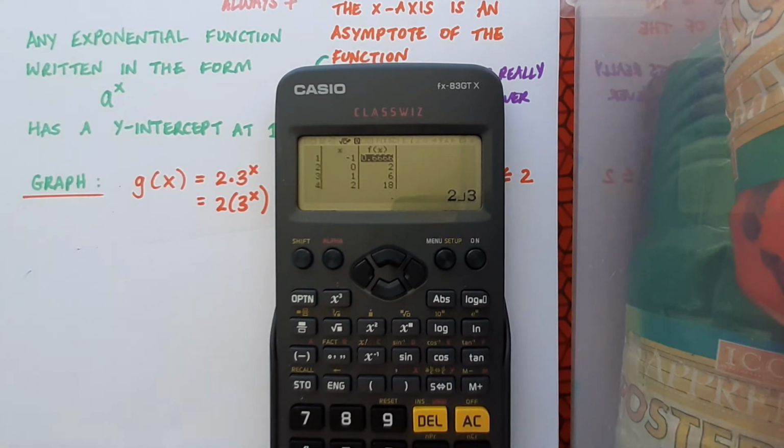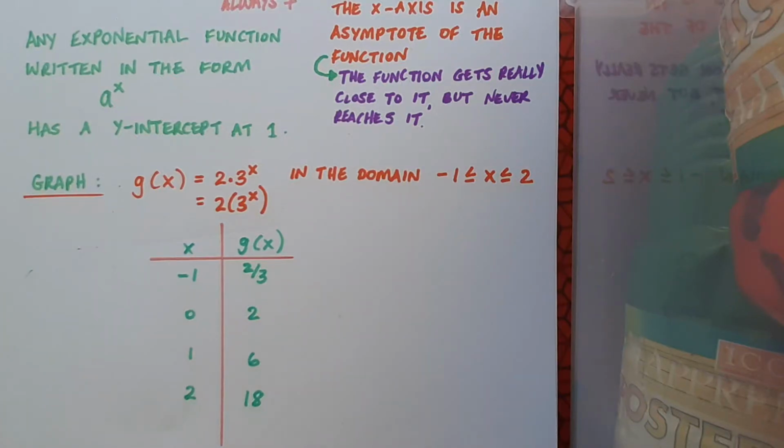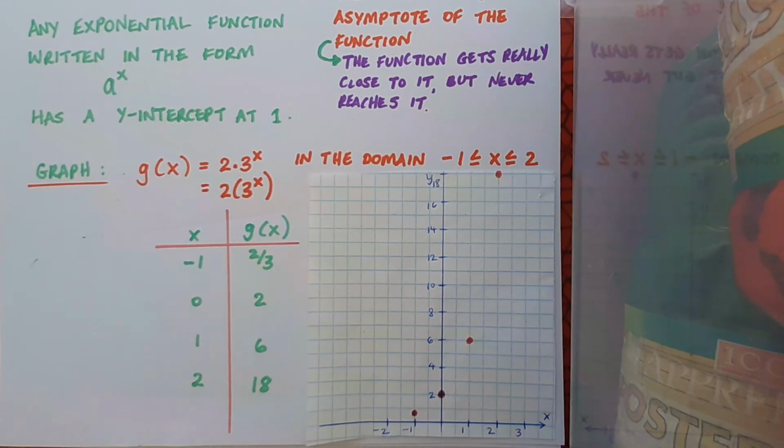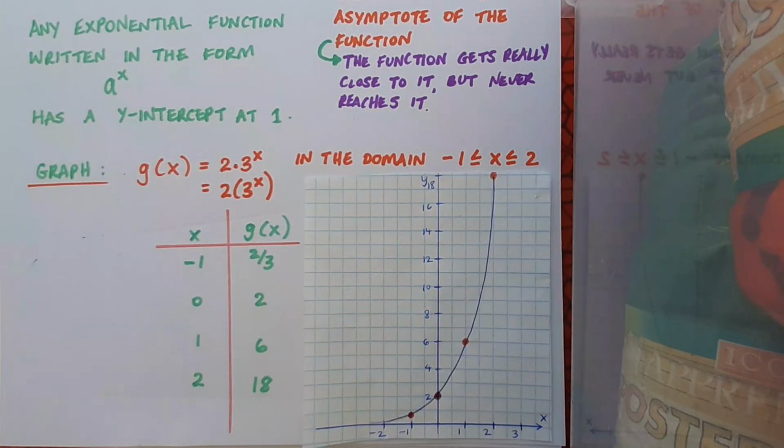And so 2/3 might be easier to place than 0.666. So here we have our g of x values, 2/3, 2, 6, and 18. And again, just notice that they're all positive, just like the last time. Okay, so I have my xy plane set up ready to go. I'm going to mark in my points, and there they all are. And then I'm going to join them together in a nice smooth curve again.